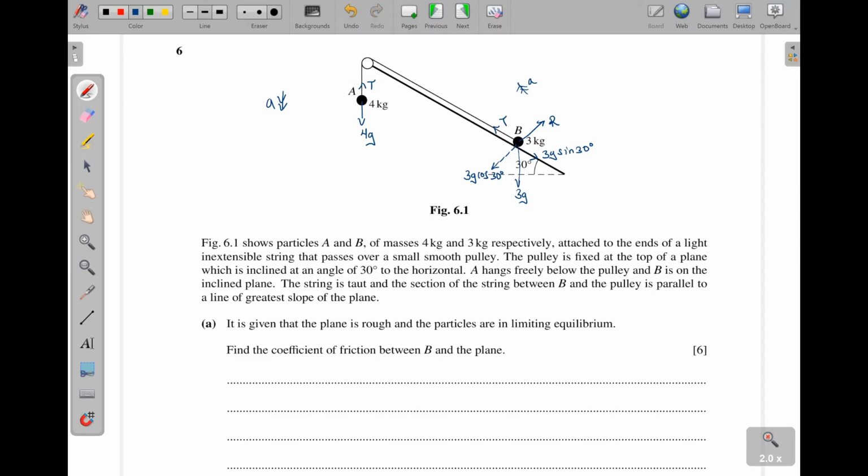Okay, so now let's begin with A. So with A, we have tension which is equal to 4G. And of course, this one is going to be 40 newtons. Then when we go to B, our R, R is going to be equal to 3G cosine of 30 degrees. 3G is 30, then cosine of 30 is root 3 over 2. That means 30 divided by 2, that is 15. So I can write this as 15 root 3 newtons.